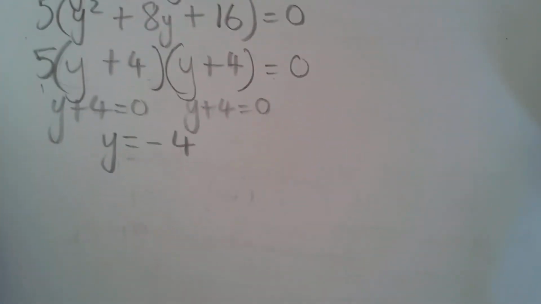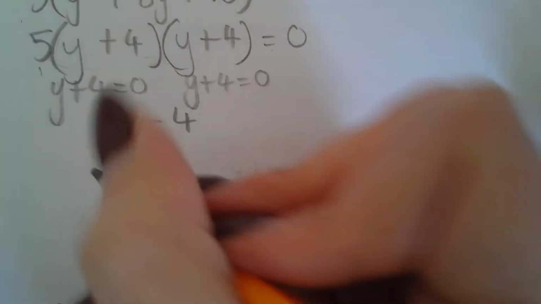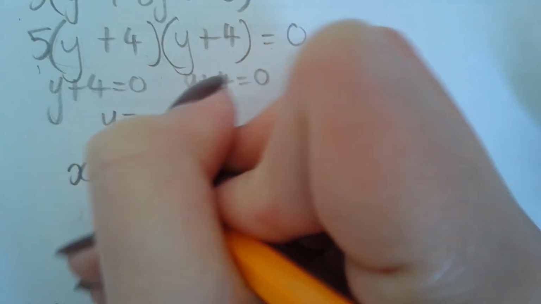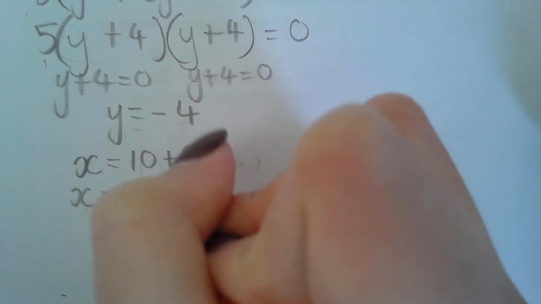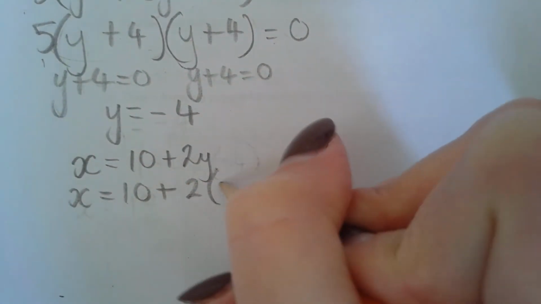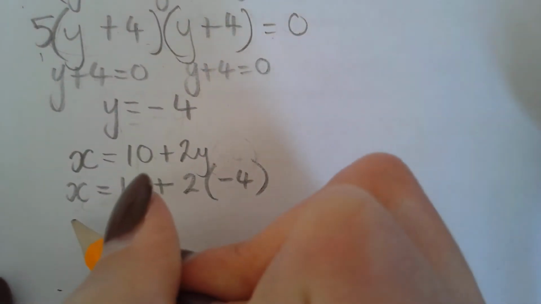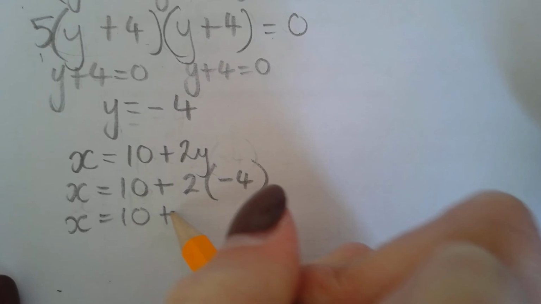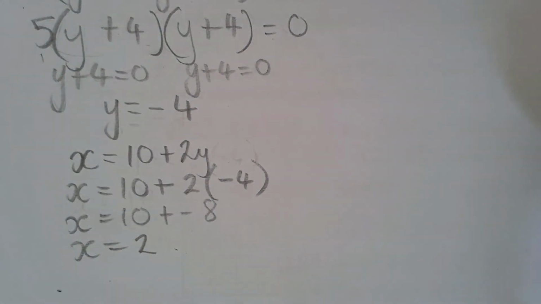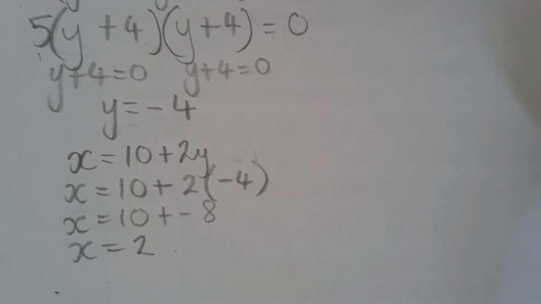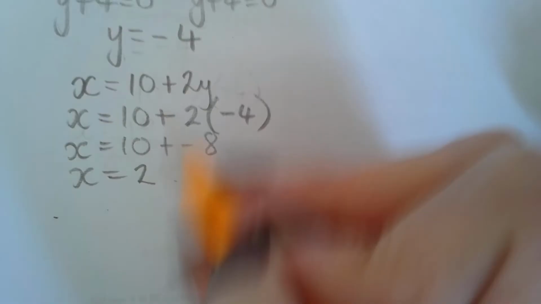So back down here, we're now going to find the other part of our coordinate. We know from before that x is equal to 10 add 2y. So x is equal to 10 add 2 lots of minus 4, because we've just found that y is minus 4. Multiply the brackets out, so you've got x equals 10 add minus 8. That gives us 2. So you've got y equals minus 4 and x equals 2. So we've got one coordinate.